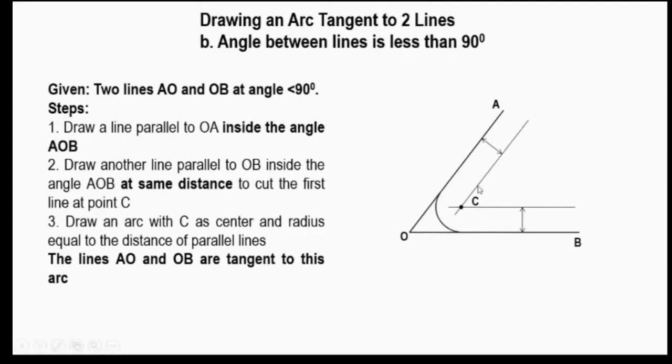Now suppose I take, let us say, a lesser distance. If I take the distance between the parallel lines less than this distance that I have taken, what will happen? My line will be here and here, so the point C effectively will move towards point O. When the point C moves towards point O, instead of this arc, I will get another arc like this. So we can have infinite number of arcs such that the lines OA and OB are tangent to this arc.